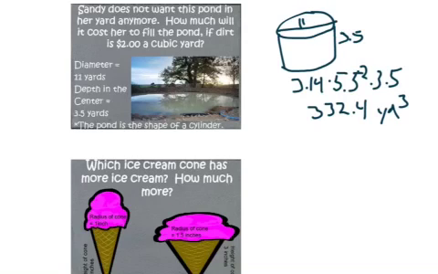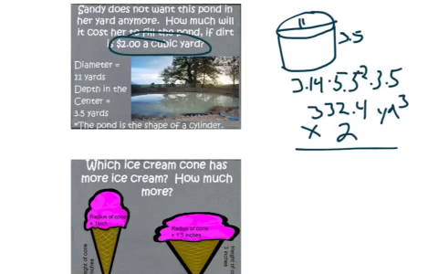It is not, because I'm not done. I want to know how much it would cost for the dirt. Well, I got to order 332 cubic yards of dirt. Well, how much is it per cubic yard? Well, you get $2 per cubic yard, so I got to multiply that by 2 to find my total price, which is then $664.80.